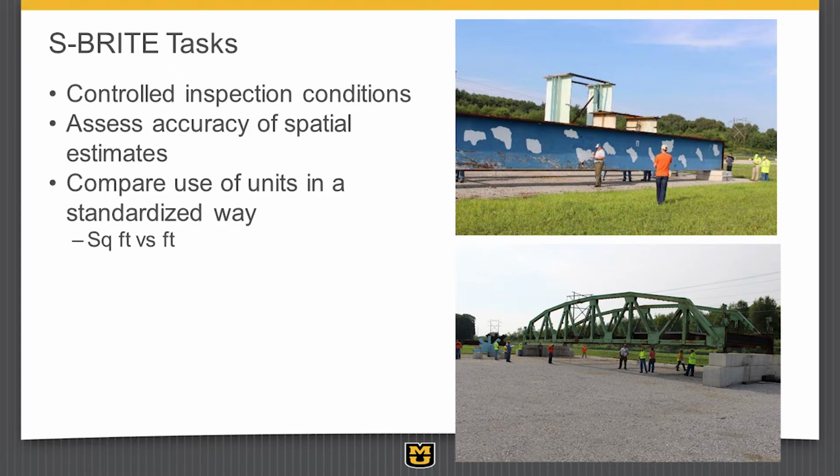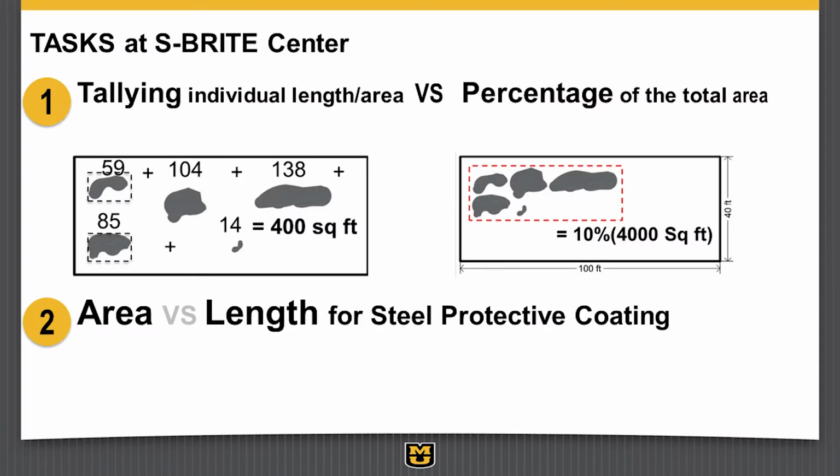We looked at a couple things. Some of you may be involved in element level inspection, some of you not, but if the inspector reports, for example, that 10% of the bridge deck is deteriorated, how does he determine it's 10%? Does he do it by just looking at it and making a general assessment, well, it's about 10%, or does he find all the areas where there's damage and tally them up, and do those give the same results?